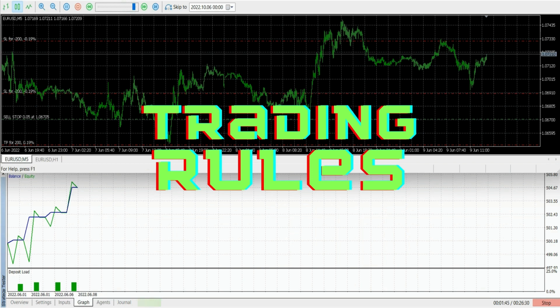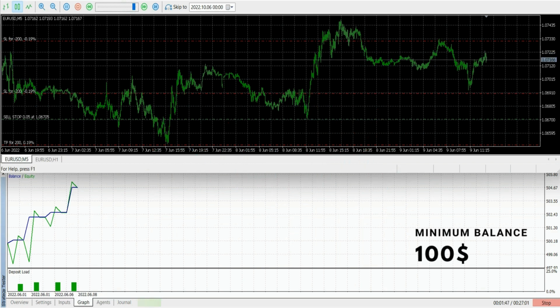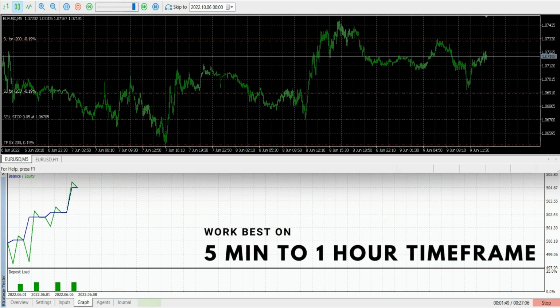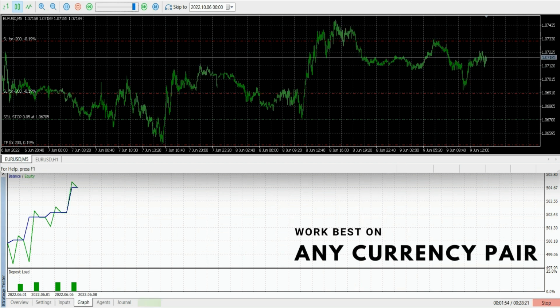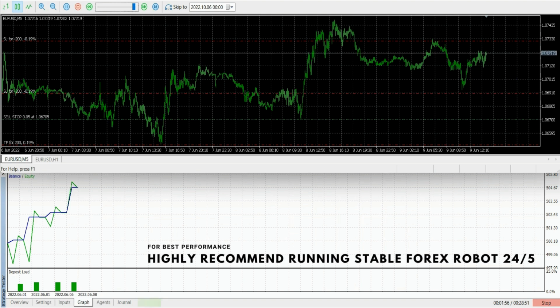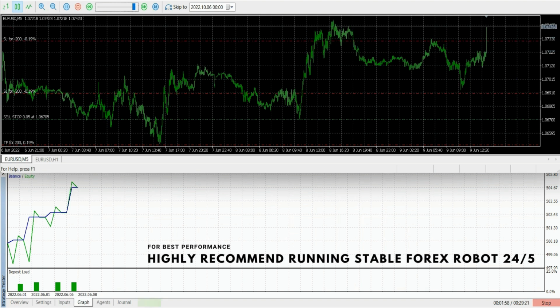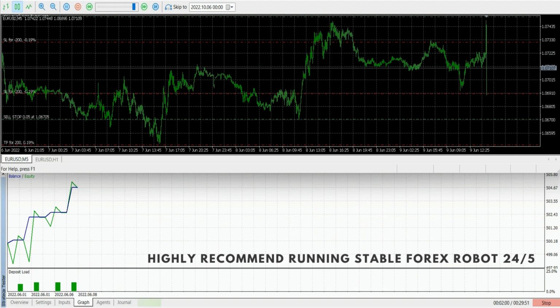Let's look at the trading rules of this EA. Minimum balance of $100. Works best on 5 minutes to 1 hour time frame. Works best on any currency pair. For best performance, I highly recommend running it on a stable forex robot 24/5.